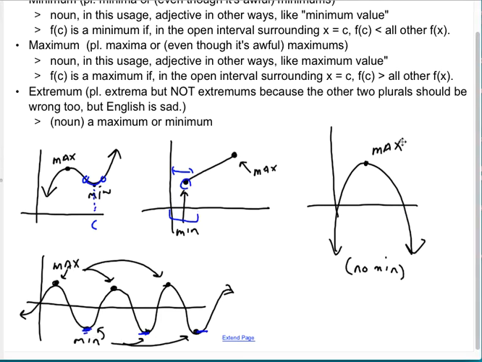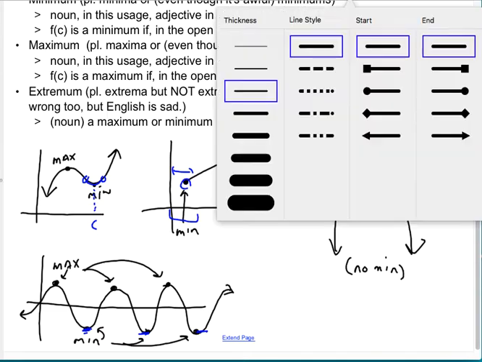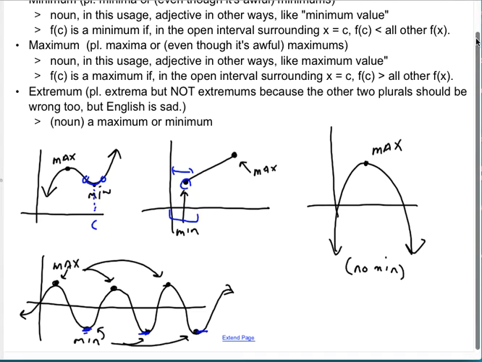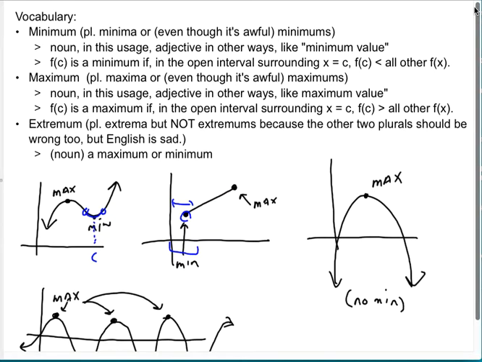Okay, so a maximum is the same thing, but it's the highest point around. Here we're using it as a noun, but you can also use it as an adjective, like maximum value. The plural of maximum should be maxima, although you can say maximums because the dictionary is accepting of all terrible grammar. So f of c is a maximum if in the open interval around c, f of c is bigger than all of the other f of x.